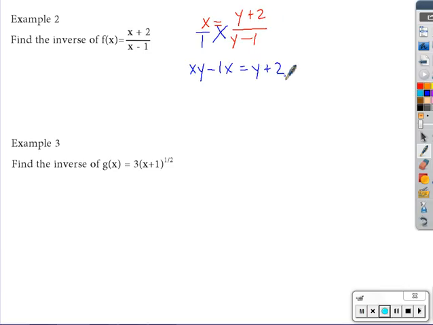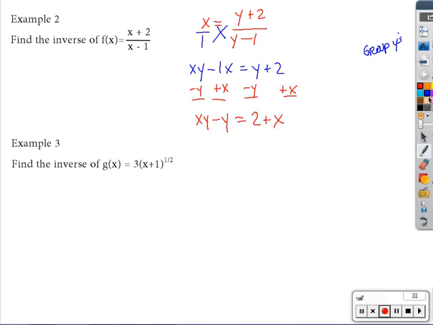Remember, if I'm solving for y, the first step would be to group that variable. So if we want to group the y's together, I would have to subtract a y from both sides. I'm going to add this 1x to both sides. So when I do those steps, I'm going to end up with xy minus y, and that's going to equal 2 plus x.